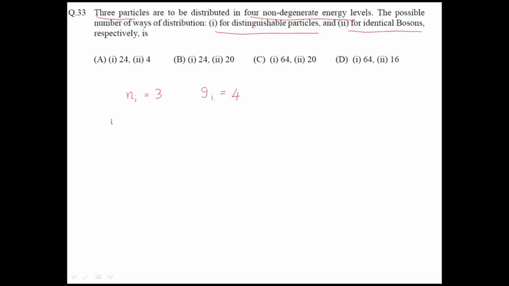So first we will consider the distinguishable particles. The number of possible ways is equal to Gi to the power Ni. That will be 4 power 3, that is 64. Now consider it for the identical bosons.